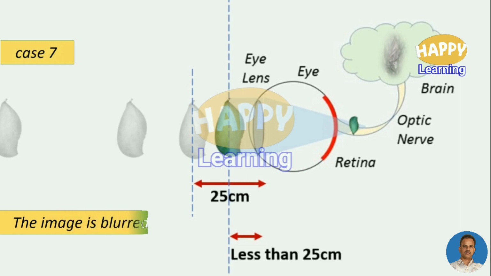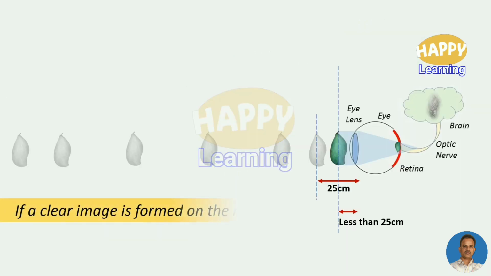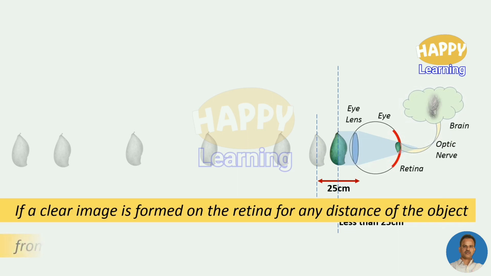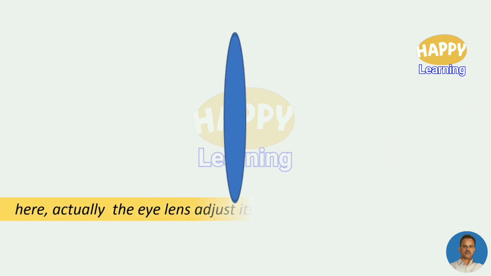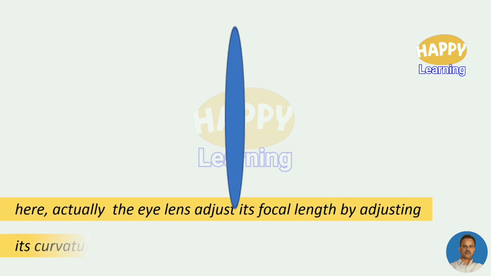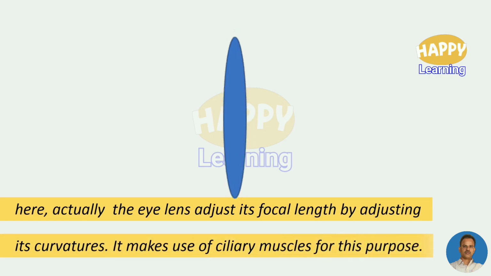The image is blurred. If a clear image is formed on the retina for any distance of the object from 25 centimeters to infinity, then the eye is said to be healthy. Here, actually, the eye lens adjusts its focal length by adjusting its curvatures. It makes use of ciliary muscles for this purpose, and this is called accommodation.